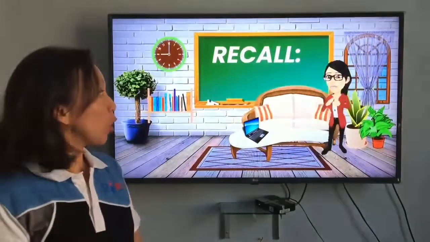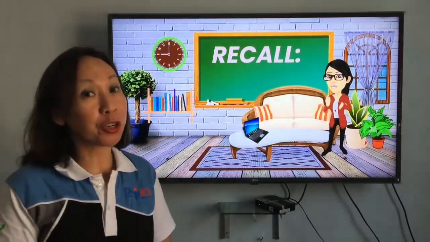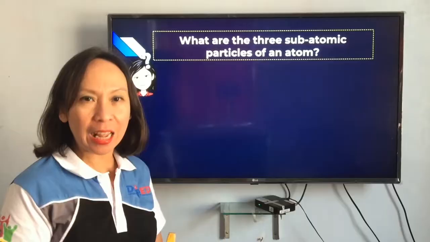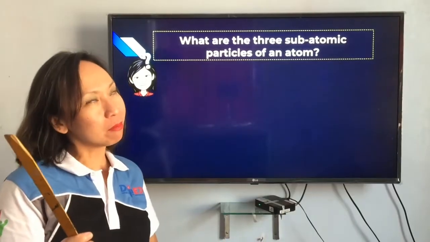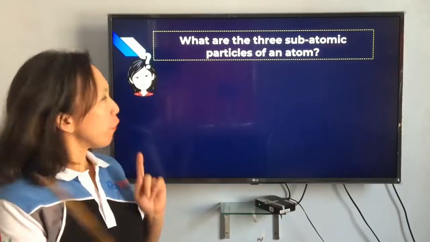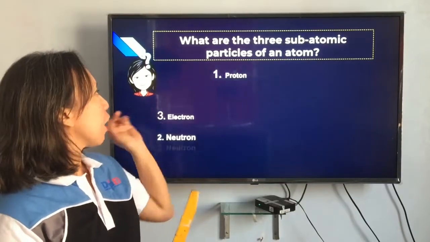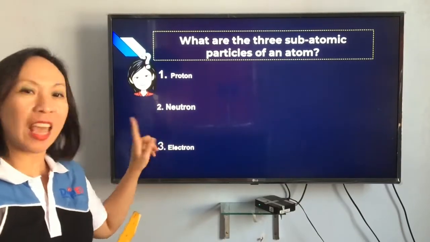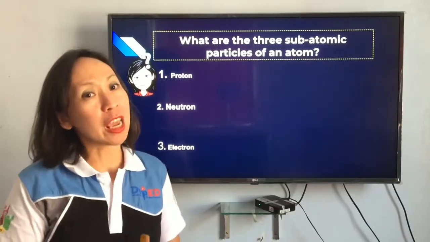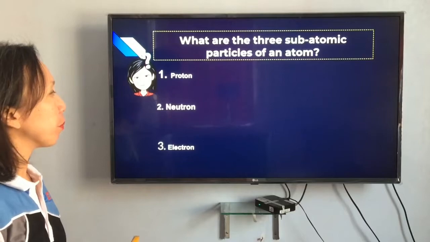Let's try with a quick recall about your grade 8 lesson about the three subatomic particles of the atom. Do you still remember them? Okay, if your answer is proton, neutron, and electron, you are correct. So let's try to differentiate one from the other.